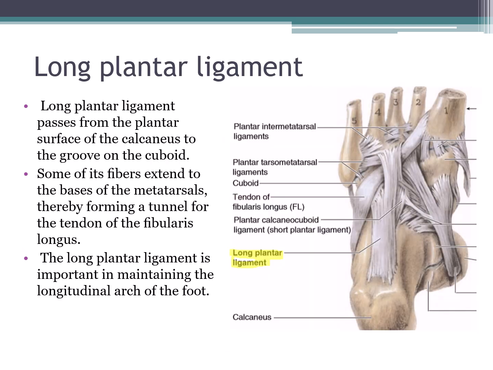Then we have two types of plantar ligaments, the long plantar ligament and the short plantar ligament. The long plantar ligament passes from the plantar surface of the calcaneum to the groove present on the cuboid bone. Some of its fibers also extend to the bases of the metatarsals, where they form a tunnel for the passage of the tendon of the fibularis longus muscle. The long plantar ligament is important in maintaining the longitudinal arch of the foot.